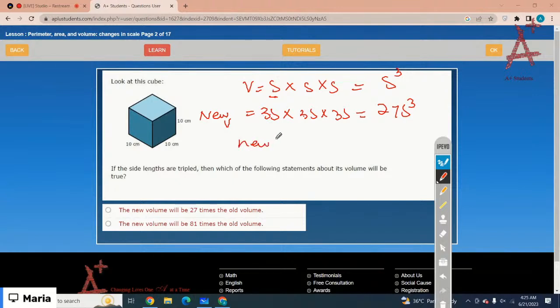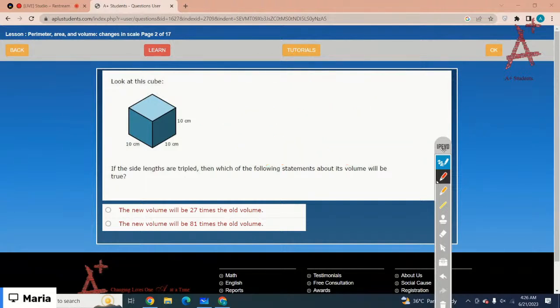The new volume divided by the old volume. New one is 27 s cube, older one is s cube. S cube and s cube cancel out, you are left with just 27. That means the new volume will be 27 times the old volume. Option number 1 is the correct option.